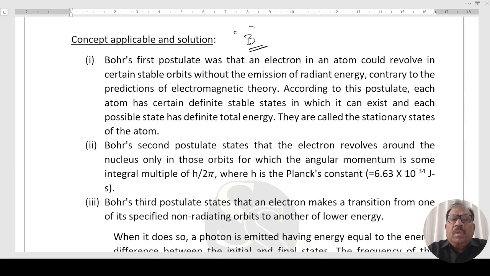First is, an electron in an atom could revolve in certain stable orbits without the emission of radiant energy, contrary to the predictions of electromagnetic theory. According to this postulate, each atom has definite stable states in which it can exist, and each possible state has definite total energy. They are called the stationary states of the atom. This is the first postulate.